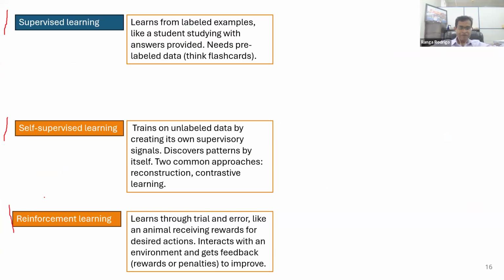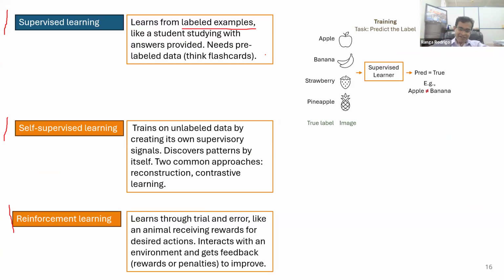Okay. So now I want to talk briefly about what supervised learning means, what self-supervised learning means, and what reinforcement learning means. In supervised learning, we learn from labeled examples. For example, you have cat images, you have dog images. That means the label of the image, whether it's a cat or a dog, is available. Because these labels are available, learning is easy.